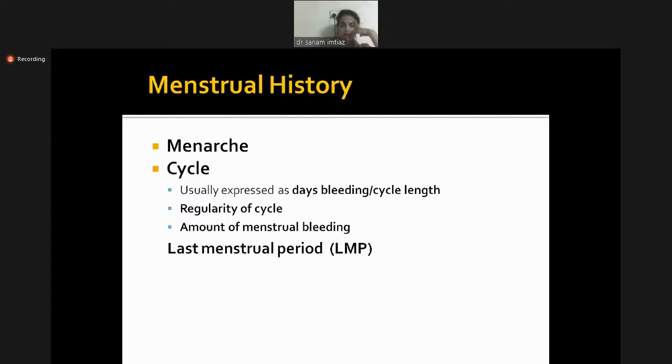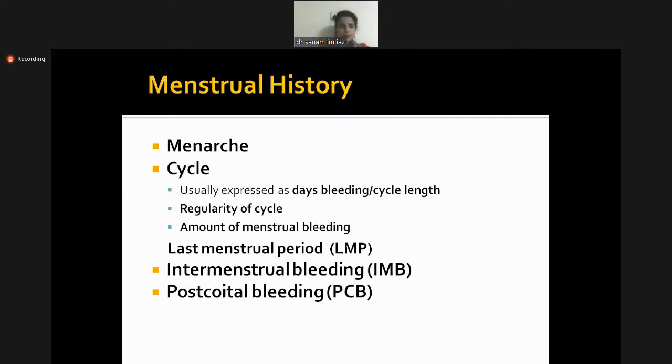Then LMP, like I told you yesterday, is the first day of your last menstrual period. Intermenstrual bleeding is when a woman bleeds between two menstrual cycles. Otherwise her cycles are regular, but between the two cycles she's having bleeding or spotting, so that's intermenstrual bleeding. Postcoital bleeding is post-intercourse. If the patient bleeds or has spotting, that's postcoital bleeding.